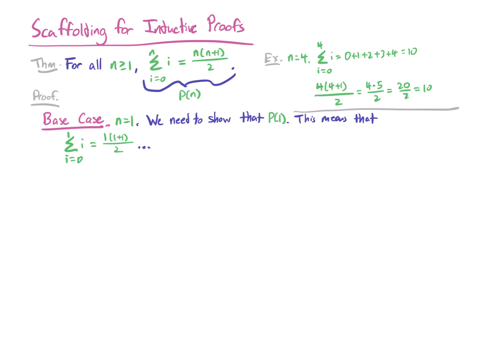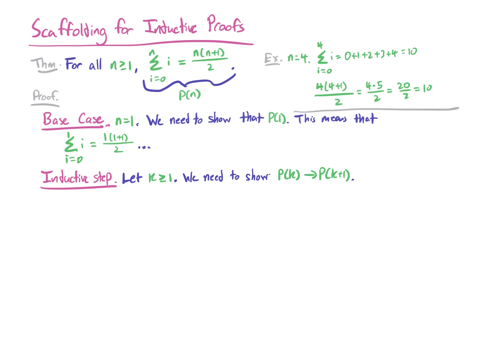My inductive step is a little more challenging. So in my inductive step, what do I need to do? I need to pick a k greater than or equal to 1, because 1 was my base case. We need to show in the inductive step that P of k implies P of k plus 1. That's the statement that we need to prove.